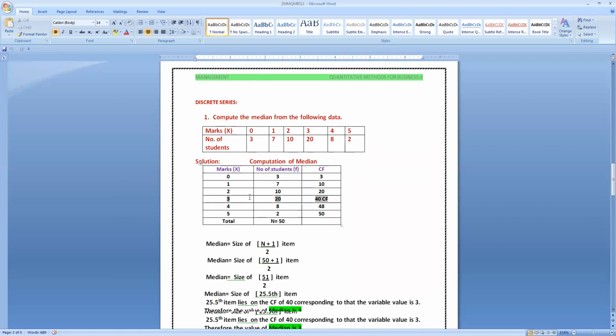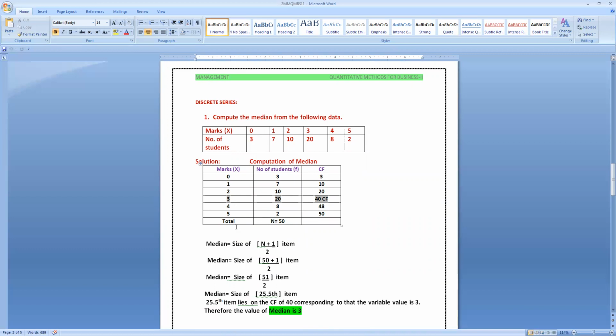Discrete series means one variable column and another frequency column will be given. Let us see how to calculate. The marks given here are 0, 1, 2, 3, 4, 5, and the number of students are 3, 7, 10, 20, 8, and 2. Here the data is already arranged by variable, so there is no need to arrange it. We are going to plot the same thing on the table. The first column is the variable, the second is frequency. In case of median, the next step that we have to follow is the cumulative frequency column.